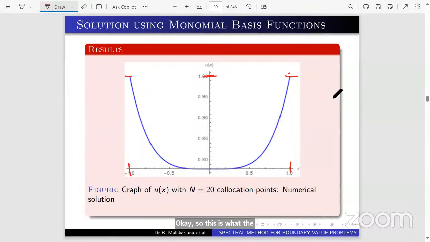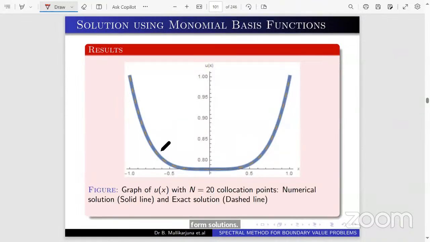But the question is, what is the guarantee that this obtained solution is correct or not? That is the reason I took a problem which has an analytical solution, which is also called a closed form solution. With that closed form solution, you can see exactly the correlation. The solid line is the numerical solution, that is blue, and the dashed line is the exact solution.